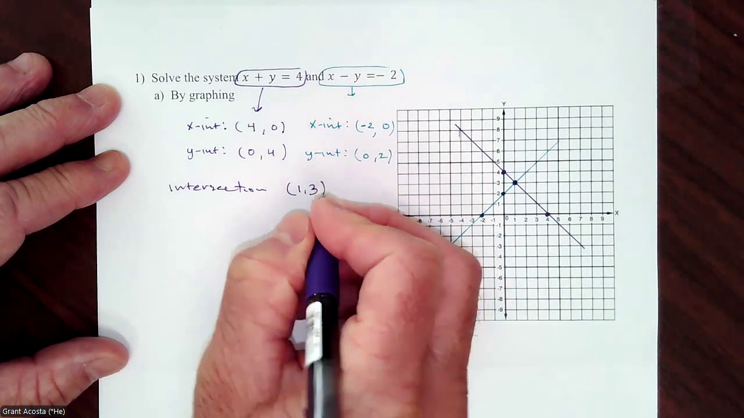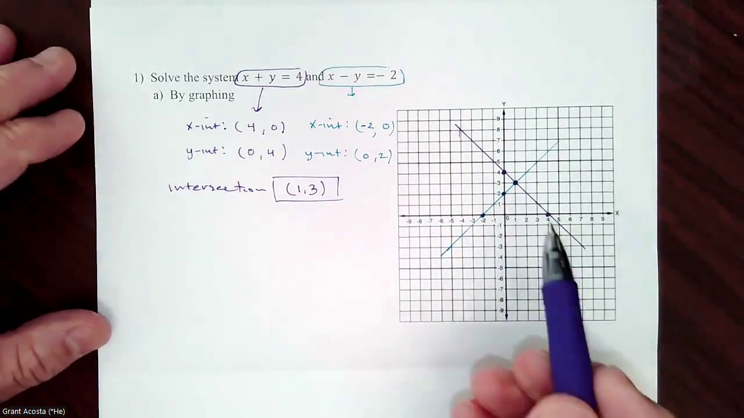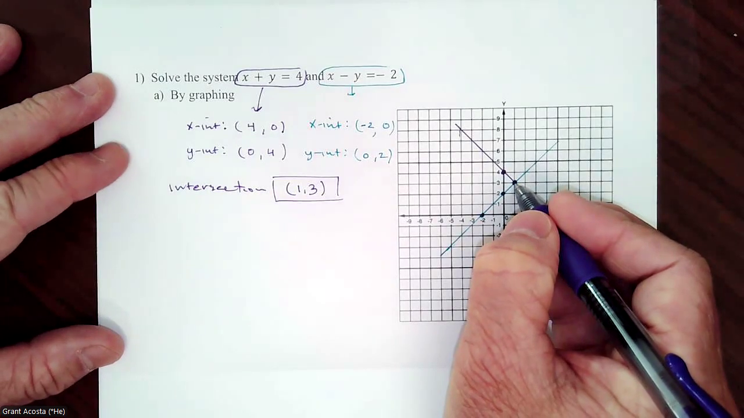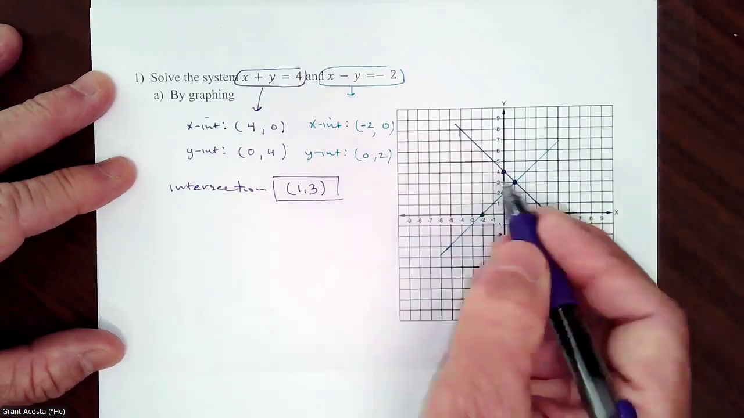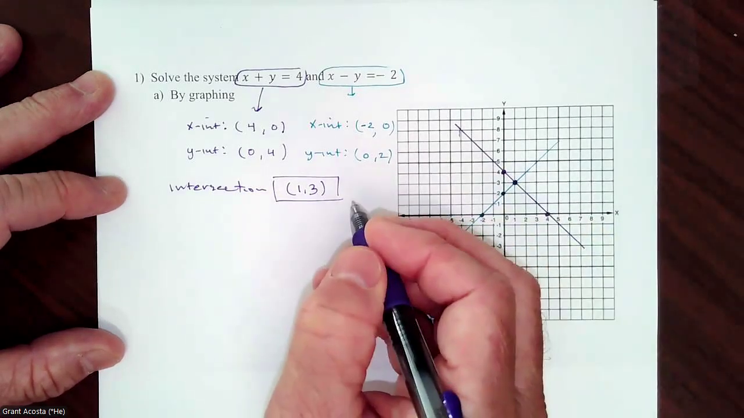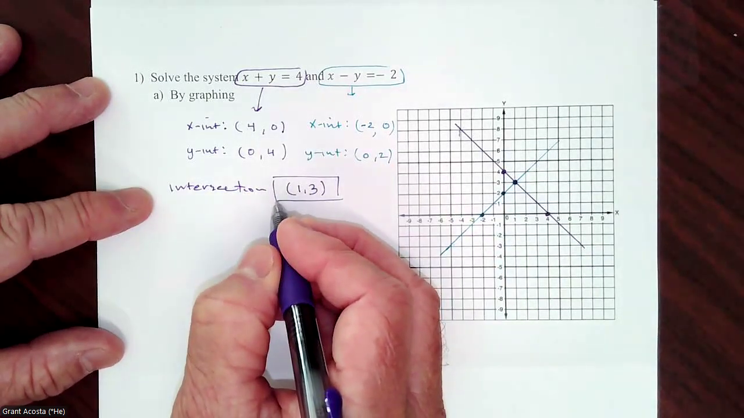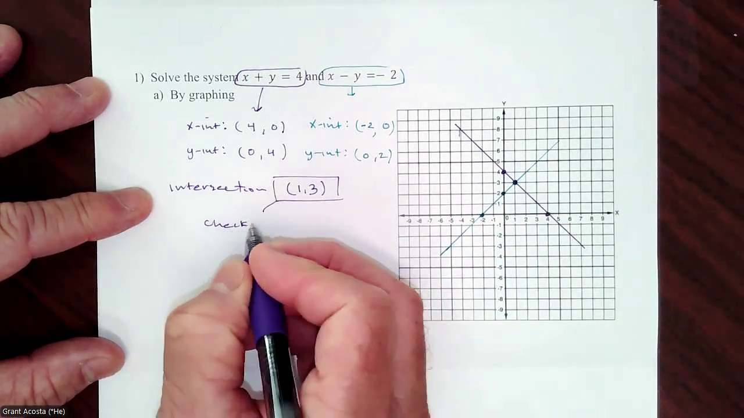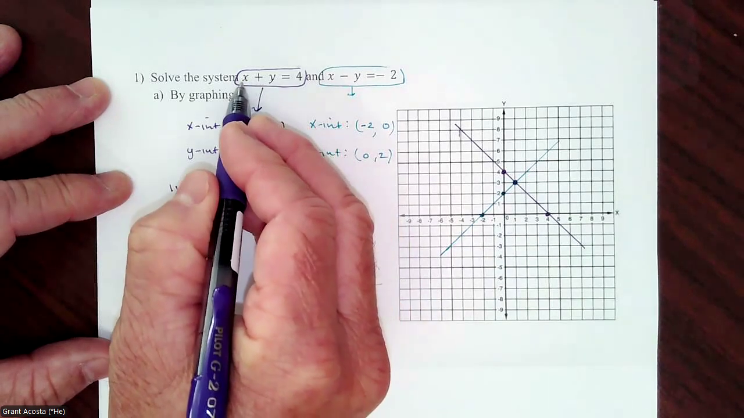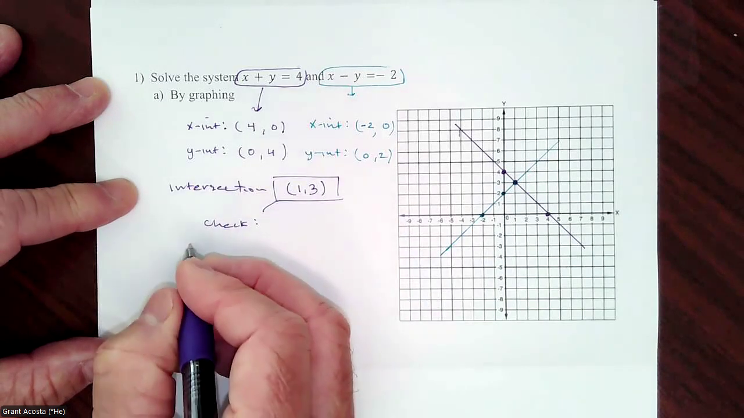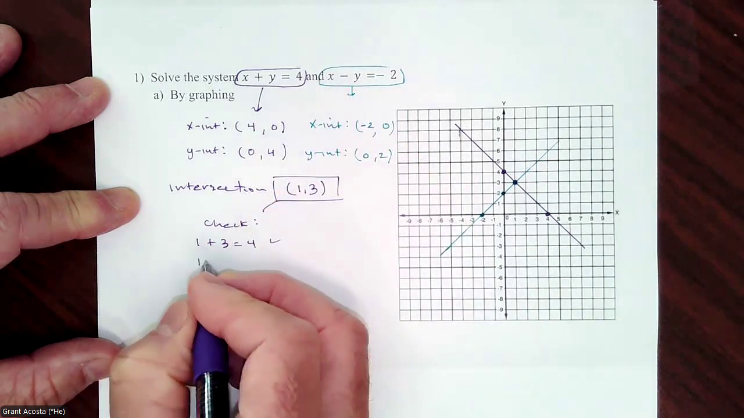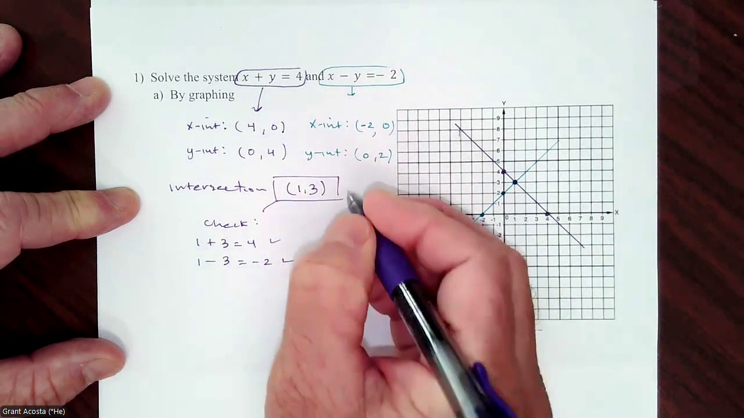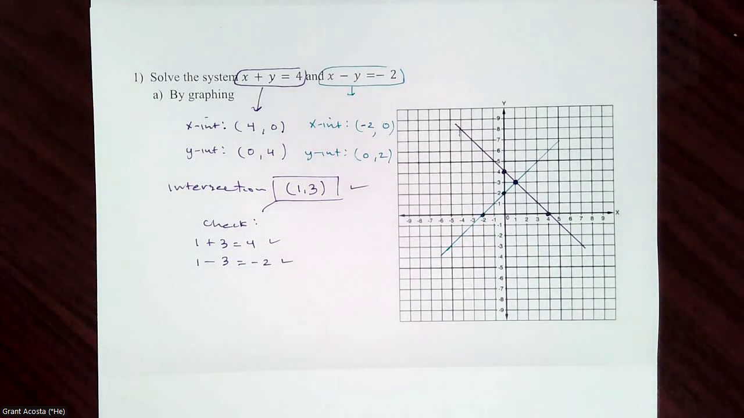So it looks like we have an intersection at (1, 3). Now, the limitation with graphing is, yes, it certainly looks like that, but how do we know that the intersection point isn't like (1.1, 3.2) or something? You can't really tell, right? Exactly. So if you do the graphing method, you would at least want to check to make sure that we have the right answers. So how do I check? I'm just going to plug in x and y into both equations. 1 plus 3 equals 4, that checks out. And if I go 1 minus 3, that equals negative 2, that checks out. So we can be certain that that is our one and only solution.